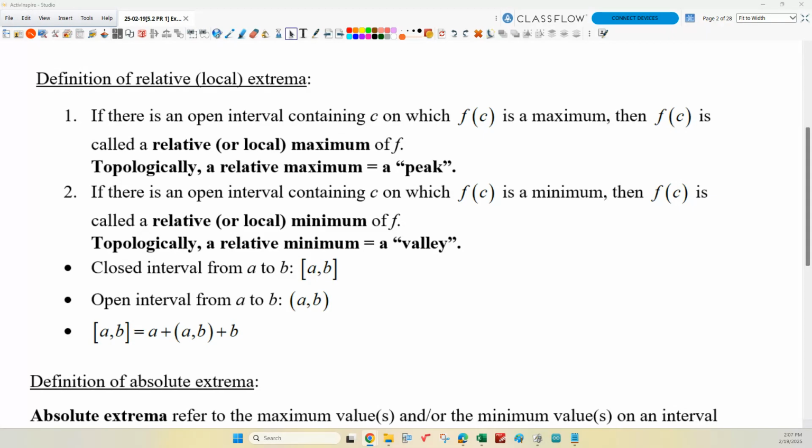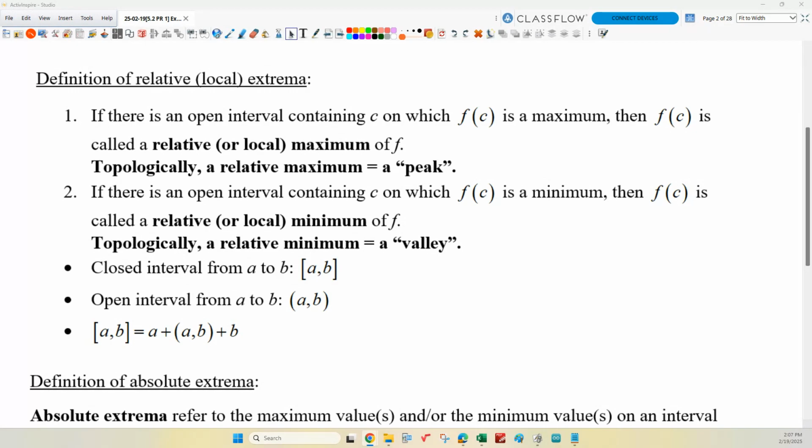What does that mean? Well, that's just saying that we're going to look at only one specific interval, but there might be other places outside of that interval where you could have higher or lower values. So if there's an open interval containing c on which f of c is a maximum, then f of c is called a relative or local maximum. This is important. Topologically, that just means it's a peak. If you looked at the graph, it would look like a peak.